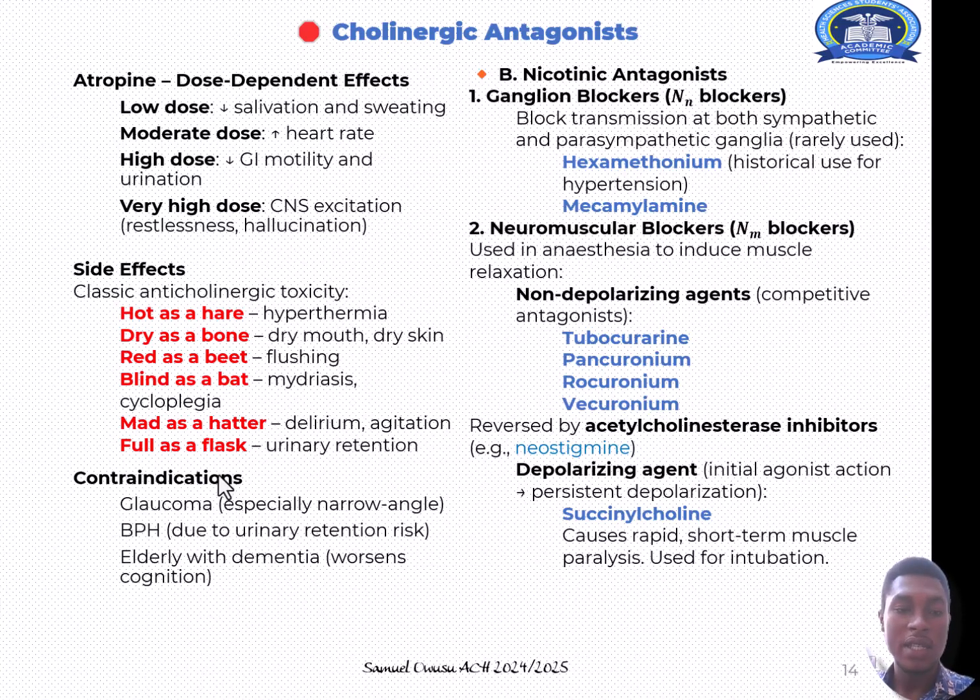The contraindications to the use of atropine are glaucoma, especially narrow-angle glaucoma. Okay, you don't want to use atropine. Benign prostatic hyperplasia, due to urinary retention risk, you don't want to give atropine. In an elderly patient with dementia, don't give atropine because it's going to worsen their cognition.